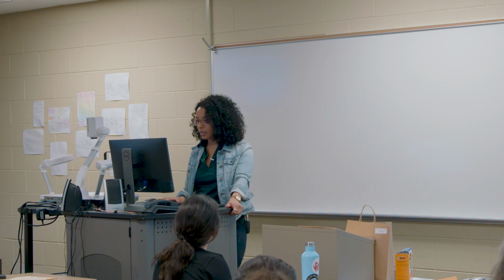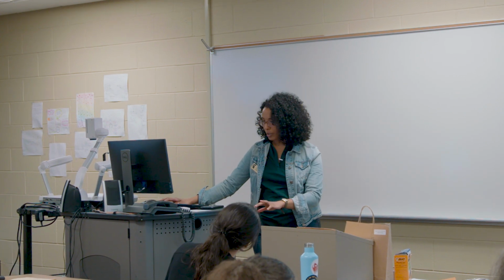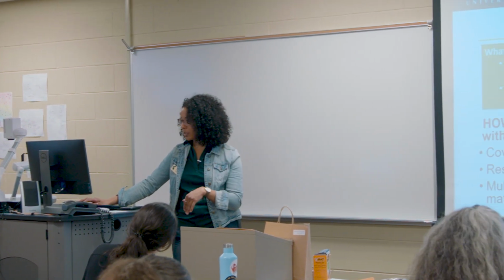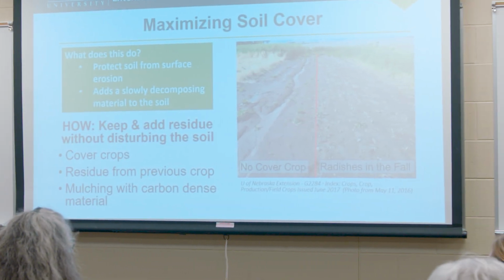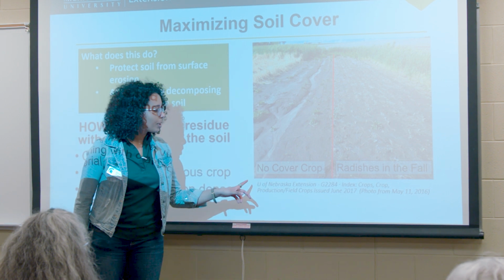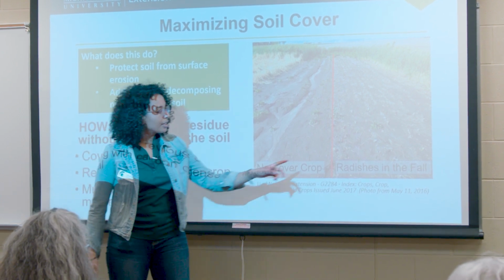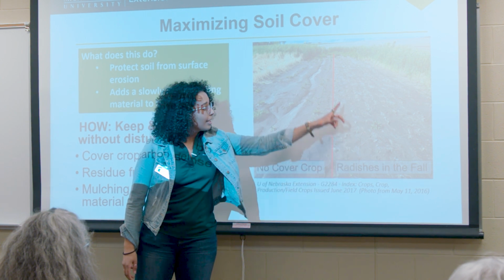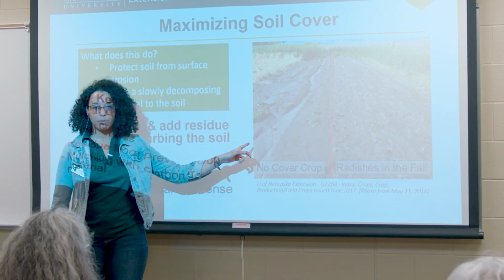Okay. Maximizing soil cover. So what does this do? And we'll move pretty quickly. Protecting our soil surface from erosion, and we're adding that slowly decomposing material to the soil. If you remember the earlier part of our presentation, this was a field that did not have a cover crop. This is after an immediate rain event. And then this is radishes in the fall. And that is a huge difference in terms of how much soil that we're not losing from our system.